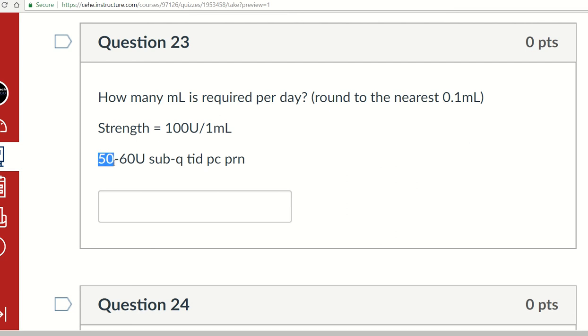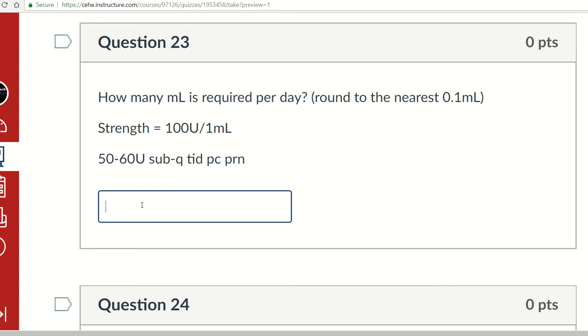So in this case, we got 50 to 60 units. What's the most we can use? 60, right? How often in a day? 3 times. So that's 60 times 3 for a total of how many units? 180. But do we want our answer in units? We want our answer in mLs. So all you got to do is take 180 and divide it by 100. So 60 times 3 is 180 units per day.